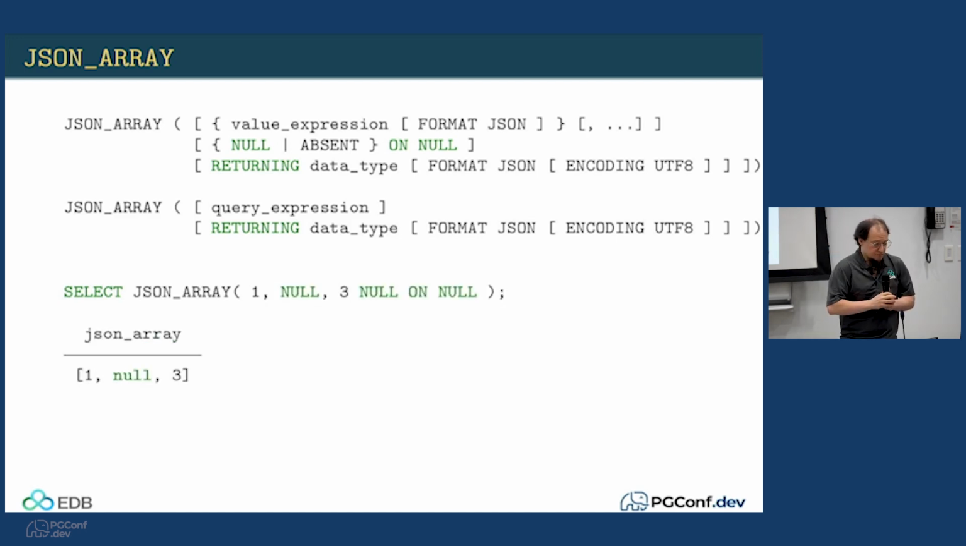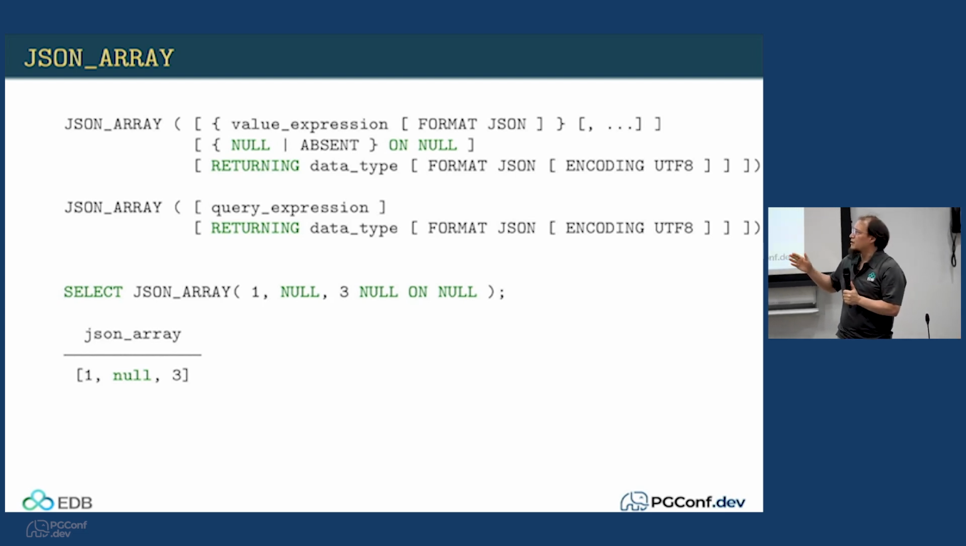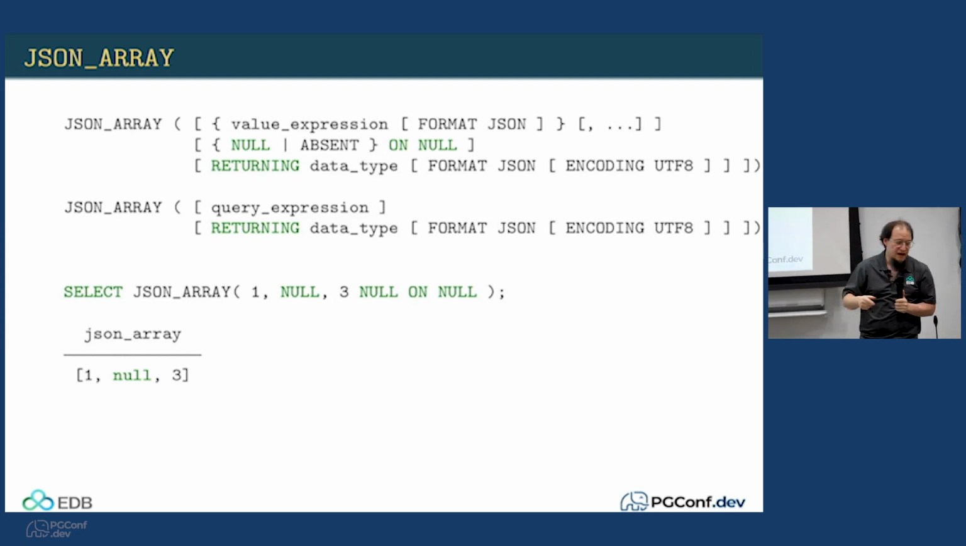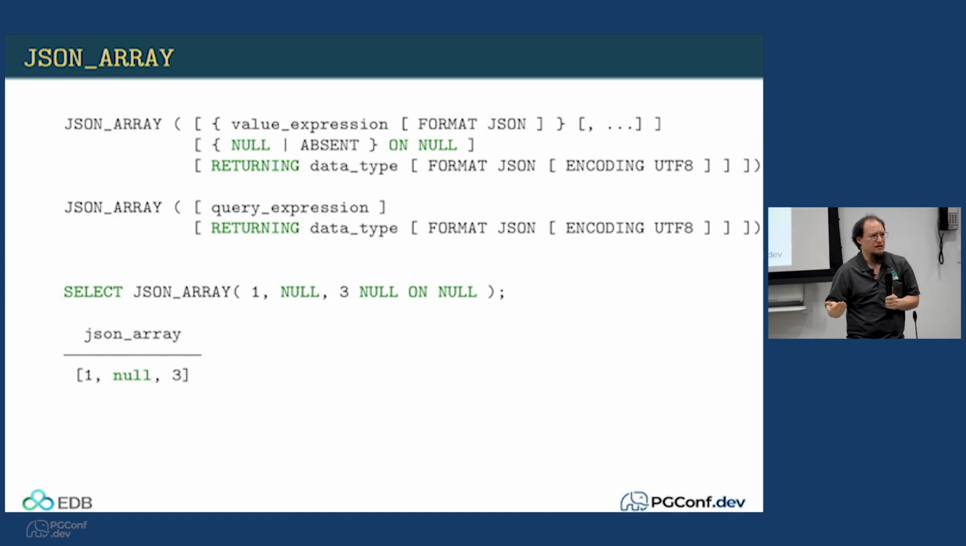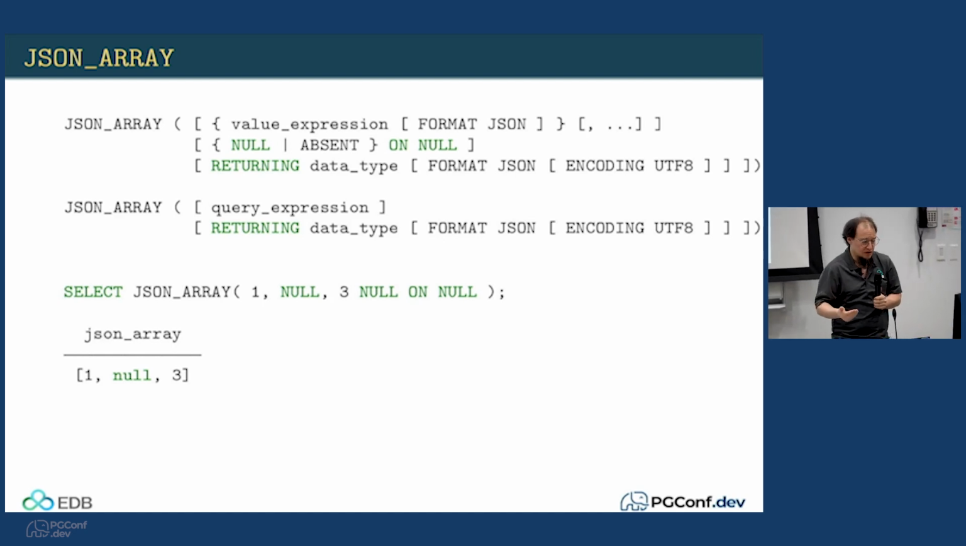The other thing you can do is use this null on null clause to keep the nulls in the array. So here I am saying 1, null, 3, and please keep the nulls. If I had omitted this clause, then it would just return 1, 3 without the null in the middle.